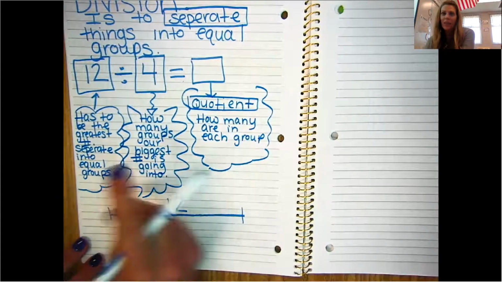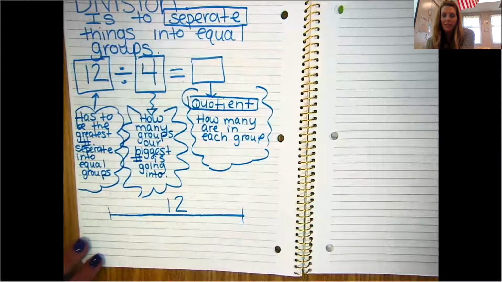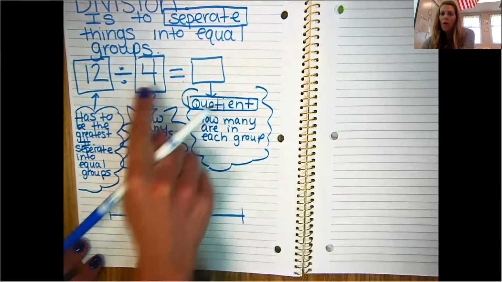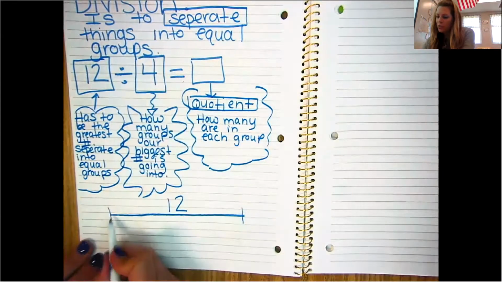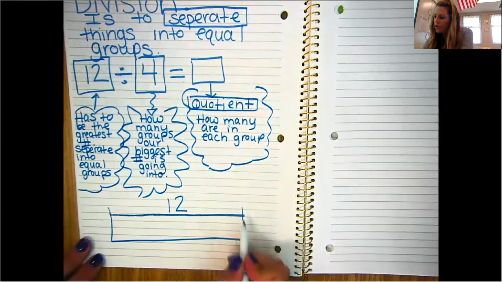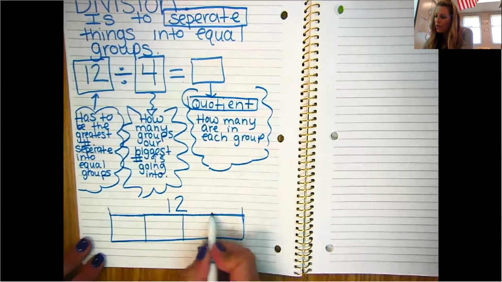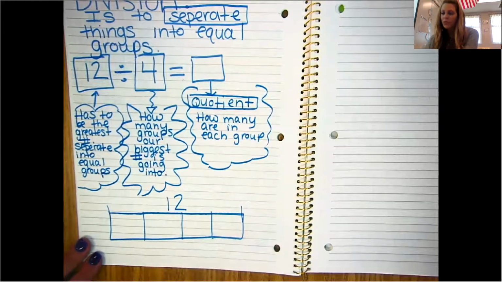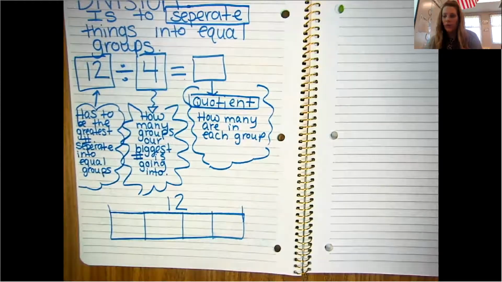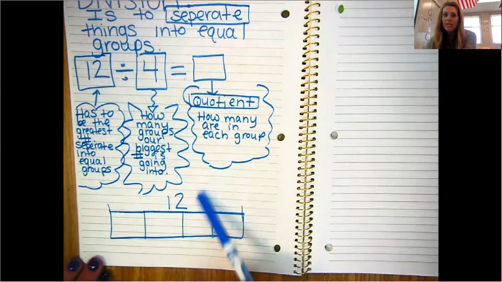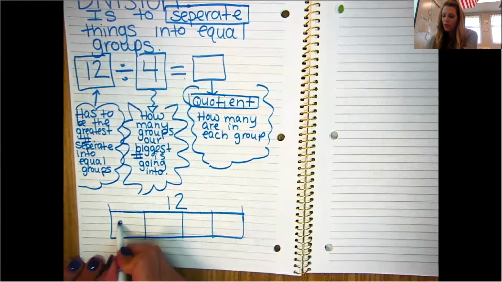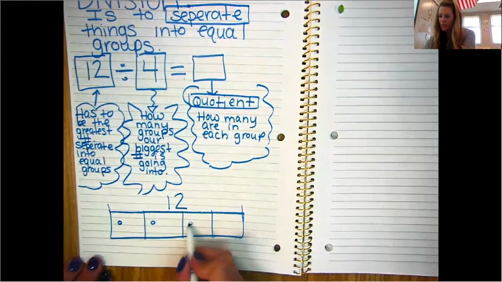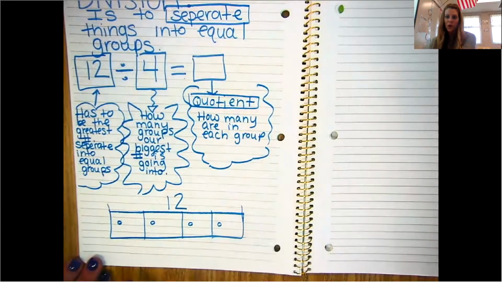In the video, they had 3 friends, so they had 3 squares. We have 4 friends, so we're going to have 4 boxes because that stands for our 4 friends. Now, we had to start separating 12. If this friend gets 1, then this friend gets 1, then this friend gets 1, and this friend gets 1. We have to keep going until we get to 12.